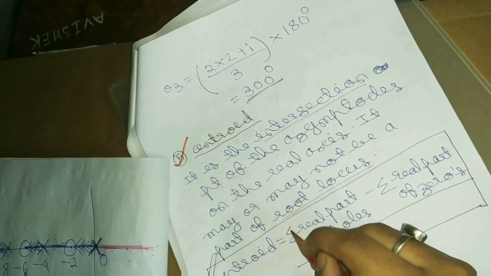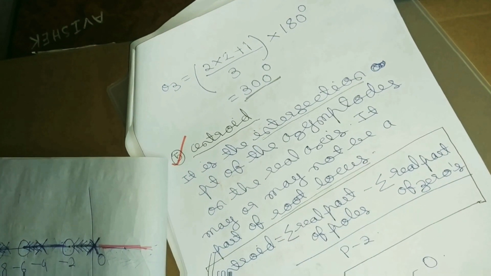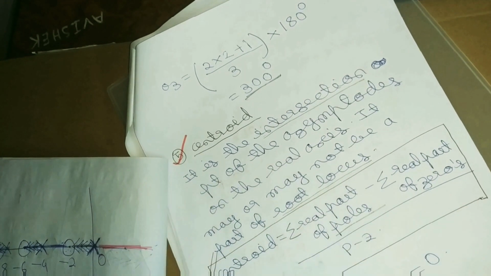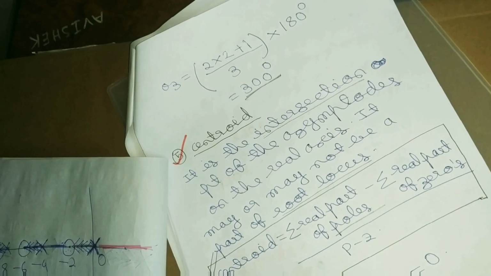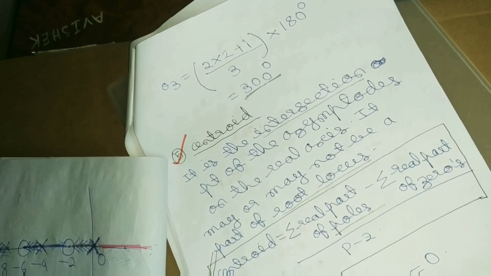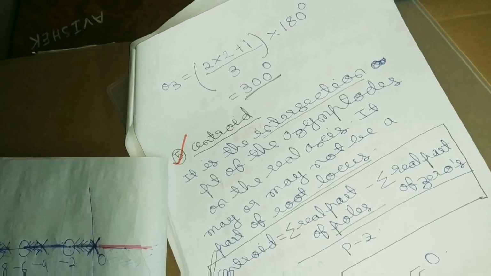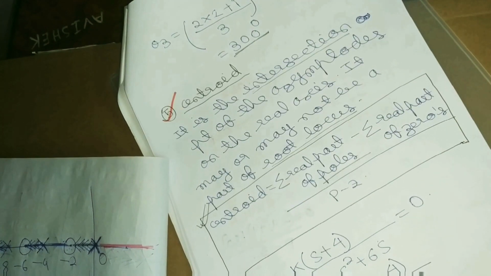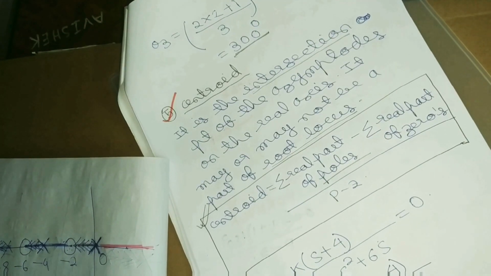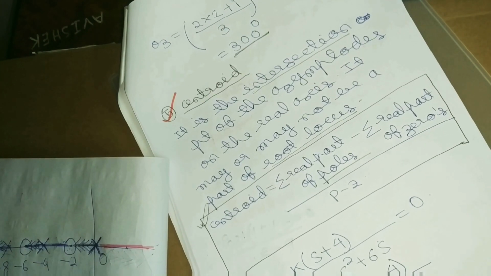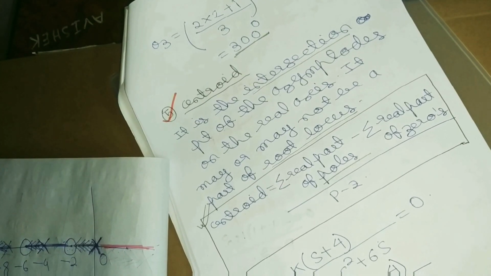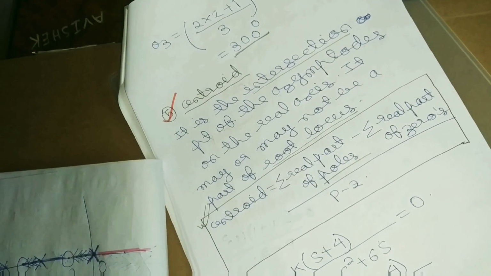So what is the formula for finding the centroid? The summation of the real parts of poles minus the summation of the real parts of zeros, divided by p minus z. As you know, p minus z is the number of asymptotes, and we take the real parts of poles and the real parts of zeros. So I am showing you one example.